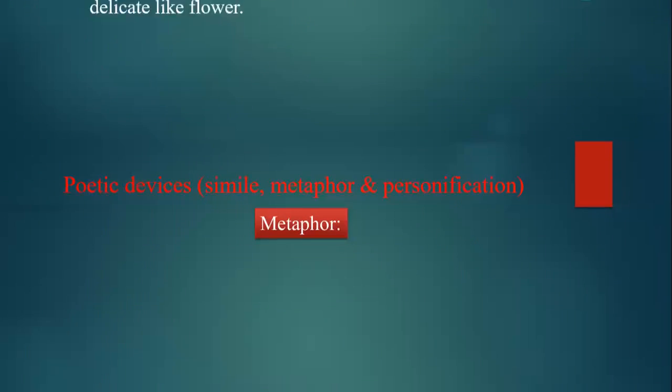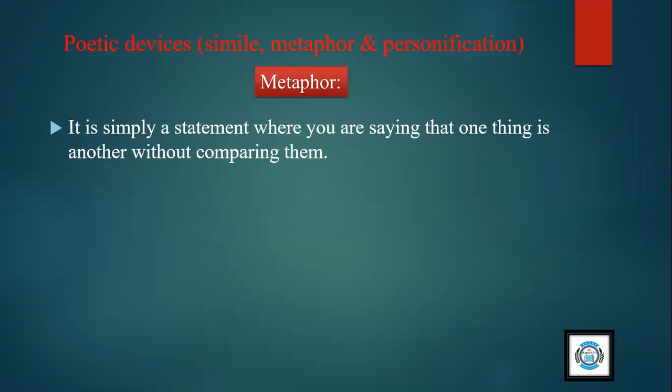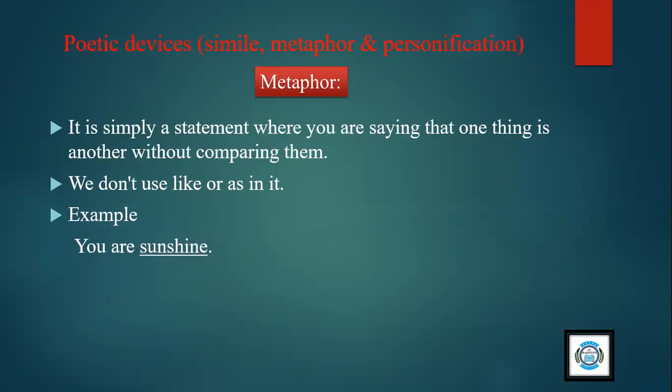Okay, now let's see what metaphors are. It is simply a statement where you are saying that one thing is another without comparing them. Okay, in metaphors, we compare them, but without using the word as or like. So we don't use like or as in it. Examples are: you are sunshine. So here we are not saying that you are like sunshine. We are directly saying that you are sunshine, meaning you are as bright as the sunshine. He is a walking encyclopedia, meaning he is a knowledgeable person.